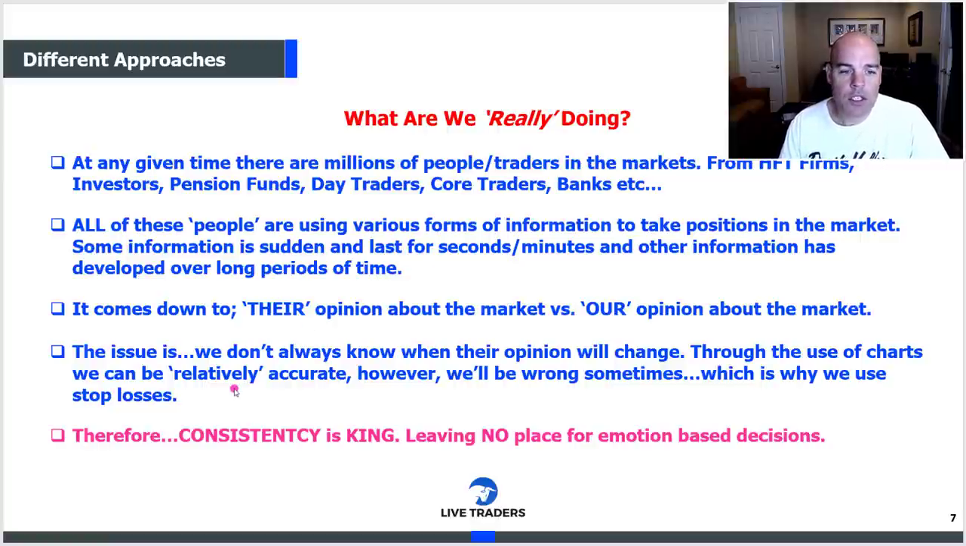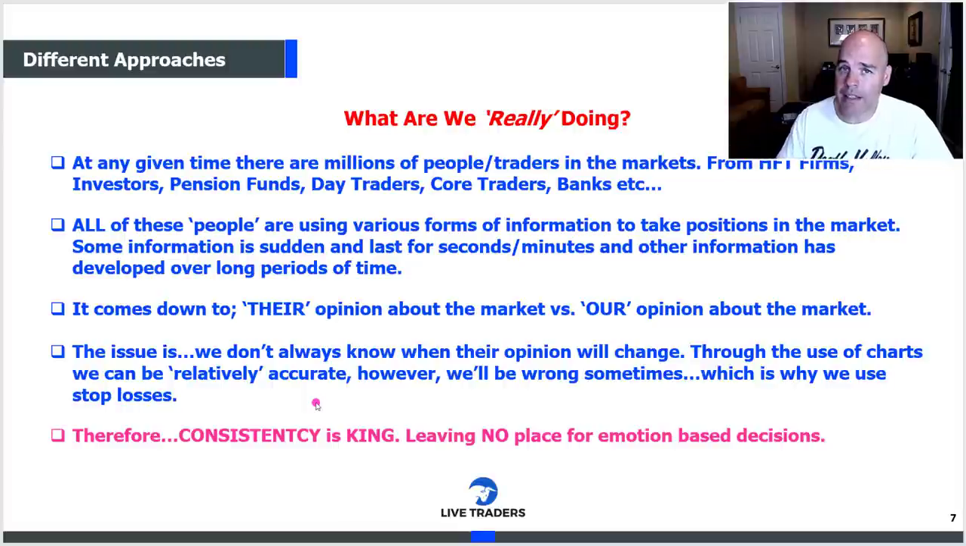Okay? So the issue is we don't always know when their opinion will change. Through the use of charts, though, we can be relatively accurate. However, we're going to be wrong sometimes, which is why we use stop losses. So we're using charts because the chart tells us the real actual flow of money, right? It tells us what's really happening. There's no disillusionment about what's happening. It is. That's it. Plain and simple.